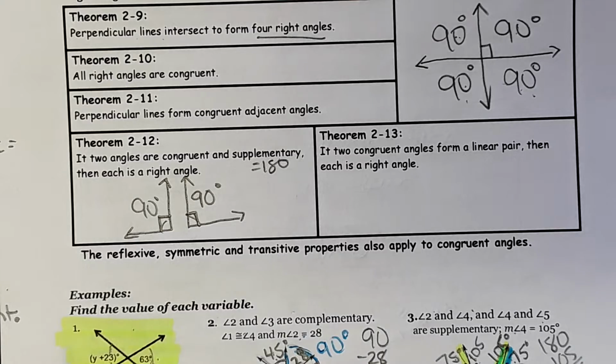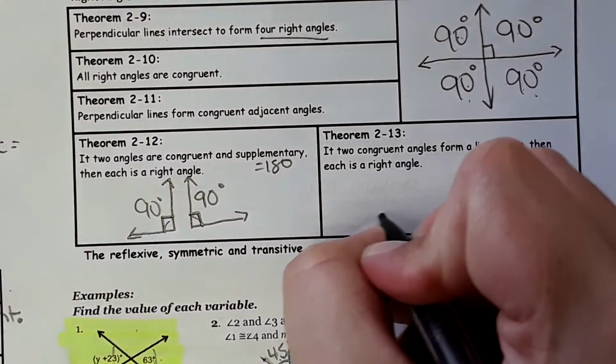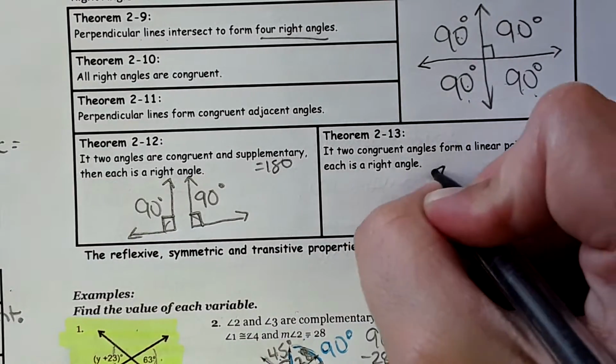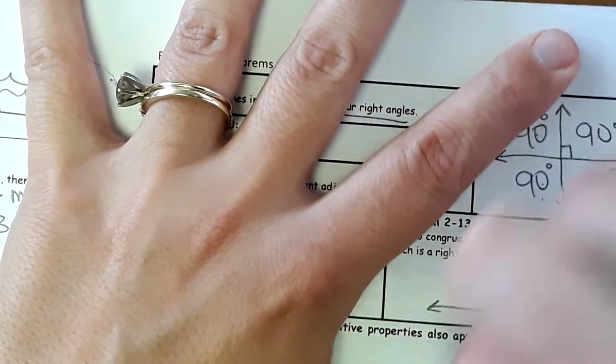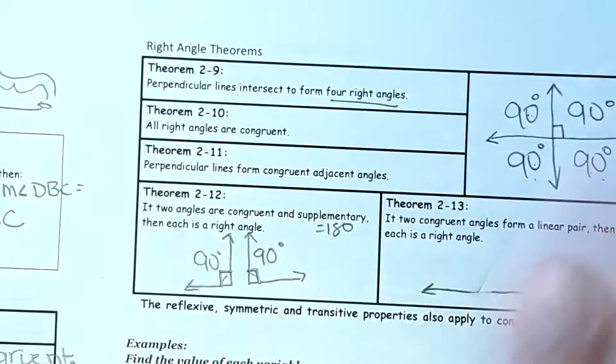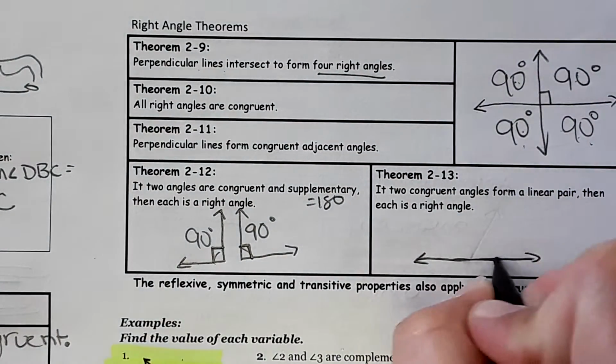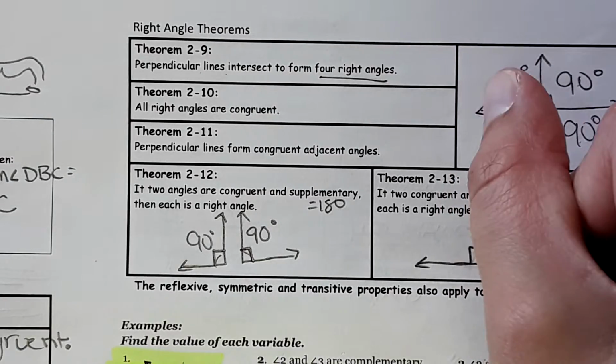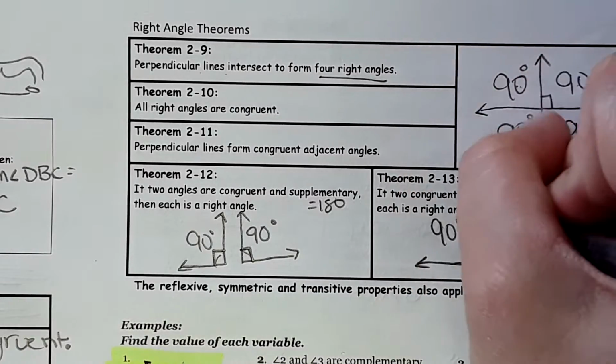And then the next theorem, if two congruent angles form a linear pair. A linear pair looks like that, but it's saying specifically two congruent angles are a linear pair. So they would have to have the same measure, and that means that they would both be 90 degrees.